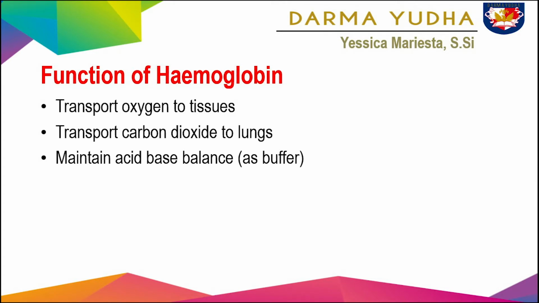Function of hemoglobin. Hemoglobin is used to transport oxygen to tissues. It is also used to transport carbon dioxide to the lungs and to maintain the acid-base balance, or it acts as a buffer.